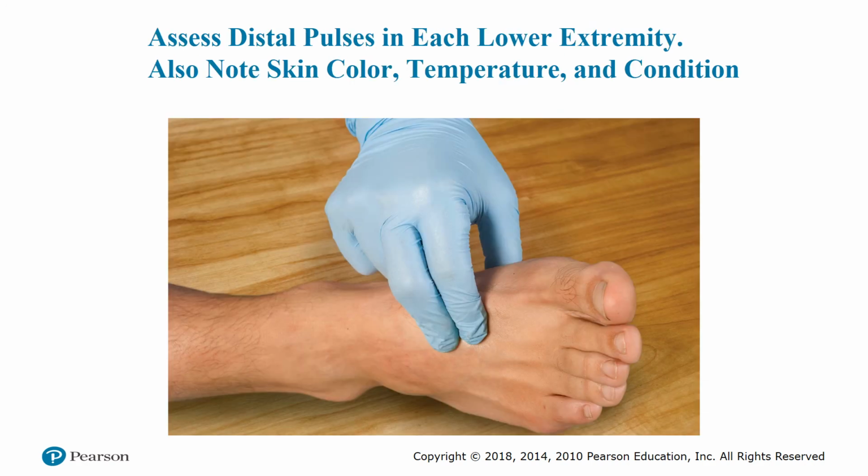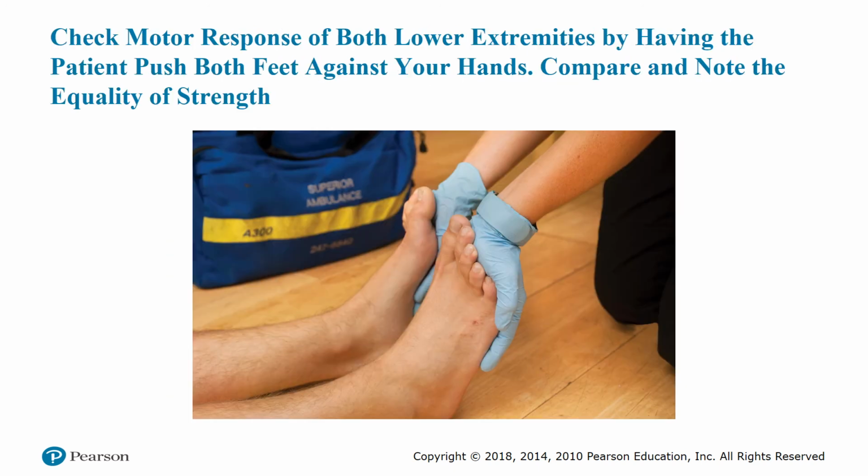Distal pulses in each lower extremity. Also note skin color, temperature, and condition. All of this is very valid. We are wanting to see what our perfusion status is at the farthest reaches of the body, especially with the feet. We're way down low. And this is just what I told you about a couple of slides back.